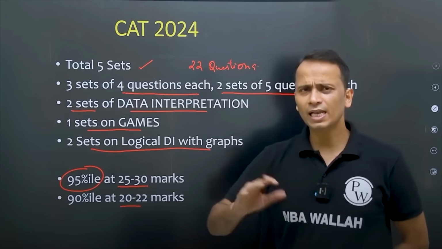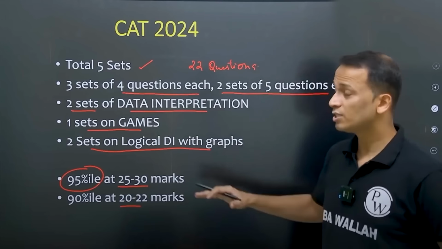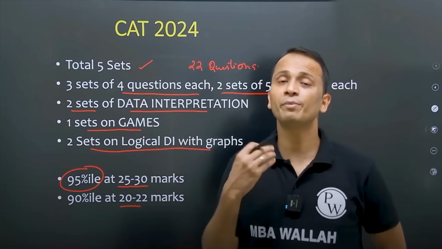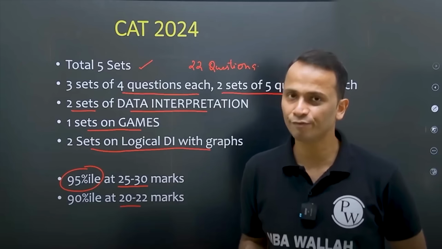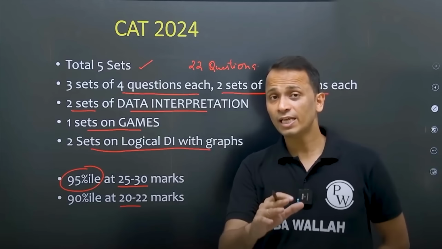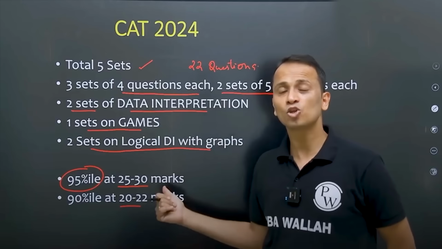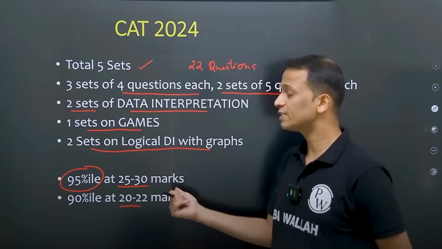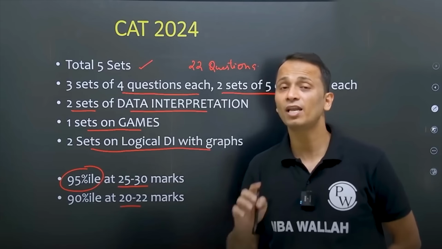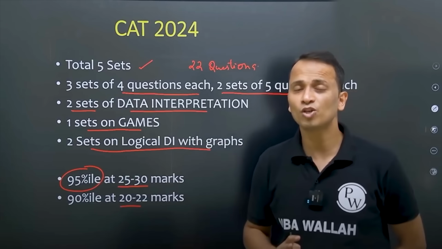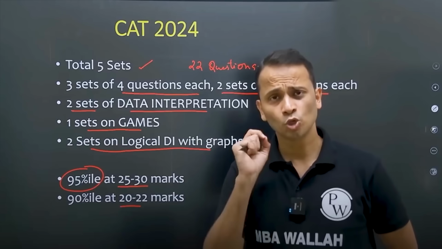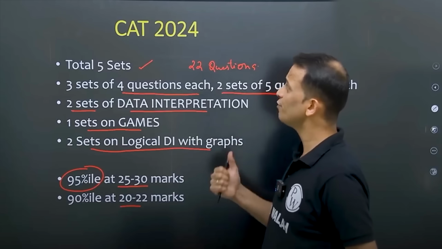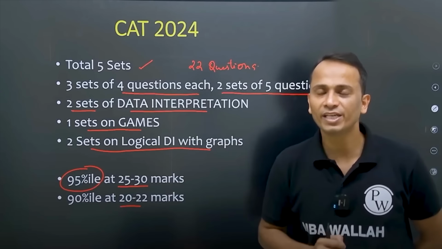So this is a little understanding about the score versus percentile, how it behaved in CAT 2024. Now I'm not telling you that if you get the same marks, you'll be getting the same percentile. No, not for CAT 2025, because nobody can tell you. You will understand it in a few minutes if you look at CAT 2023.